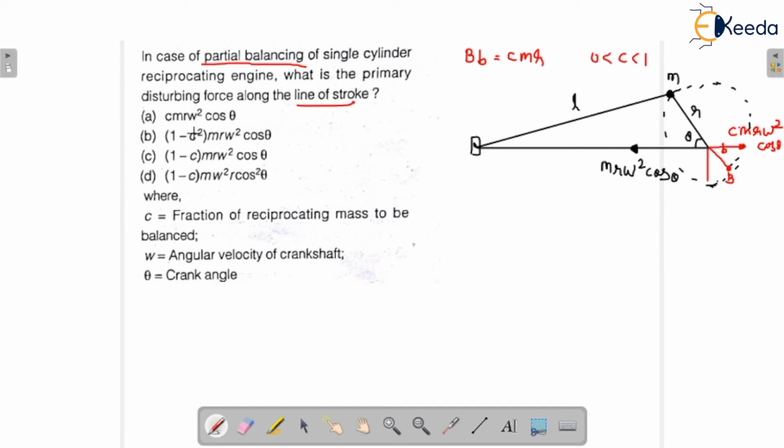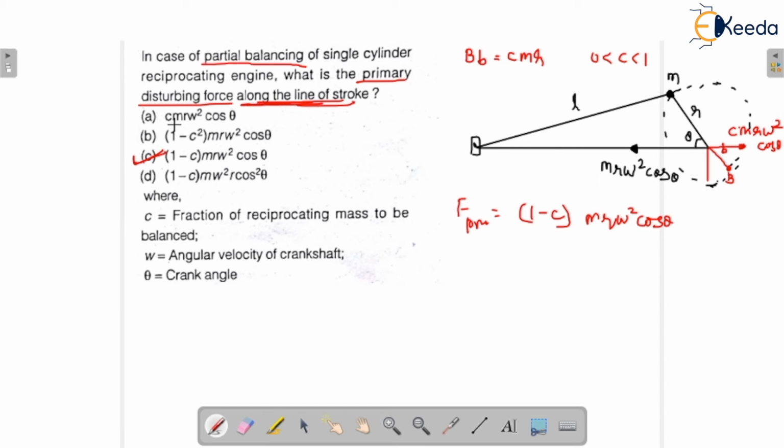So you can see what the primary disturbing force is. If I ask you to find out the primary disturbing force or primary unbalanced force, it would come out to be (1 minus c) m r omega square cos theta. This is the primary unbalanced force along the line of stroke. In the question, it is asking for the primary unbalanced force along the line of stroke. So option C would be the correct answer.